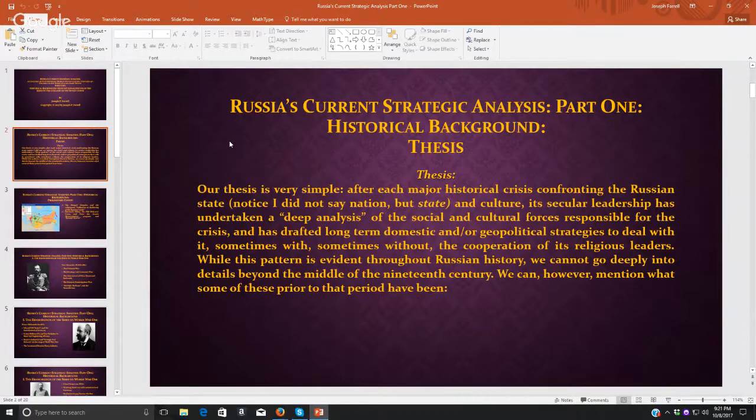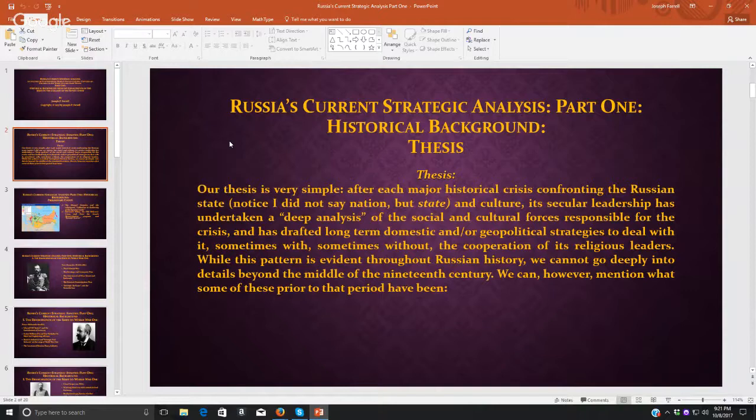So the thesis is very simple. After each major historical crisis confronting the Russian state, notice I did not say the Russian nation, but the Russian state and its culture, its secular leadership has undertaken a deep analysis of the social and cultural forces responsible for the crisis and has drafted long-term domestic and/or geopolitical strategies to deal with it, sometimes with and sometimes without the cooperation of its religious leaders.